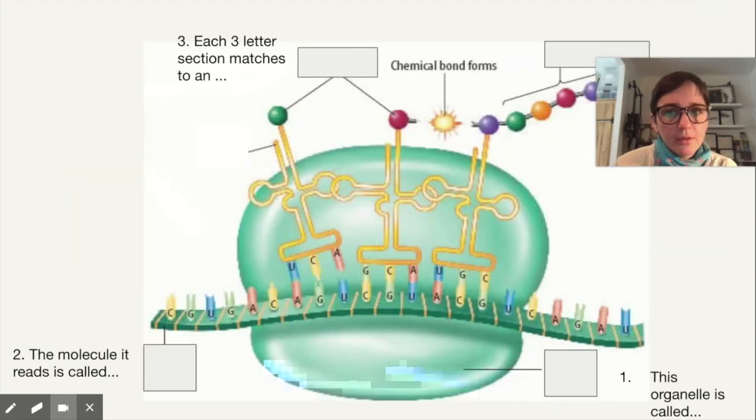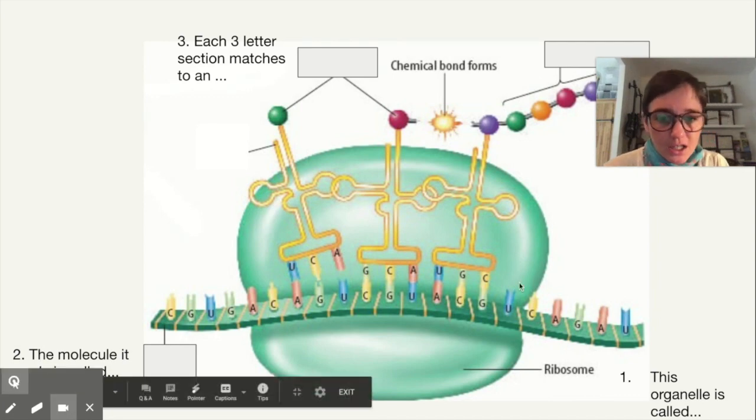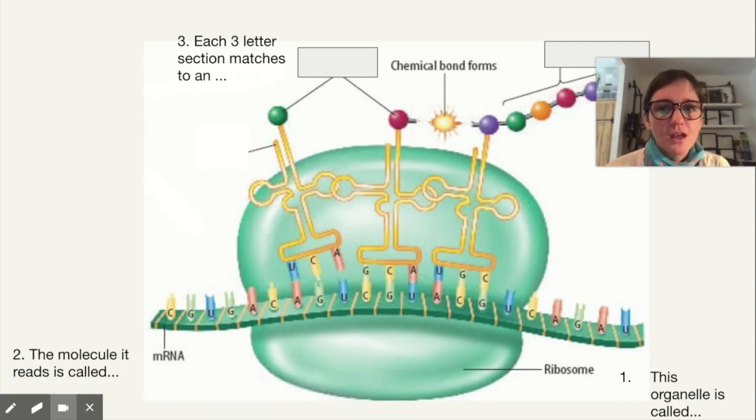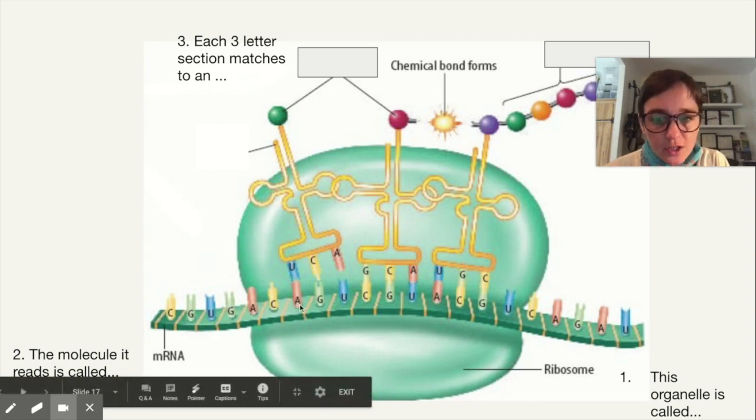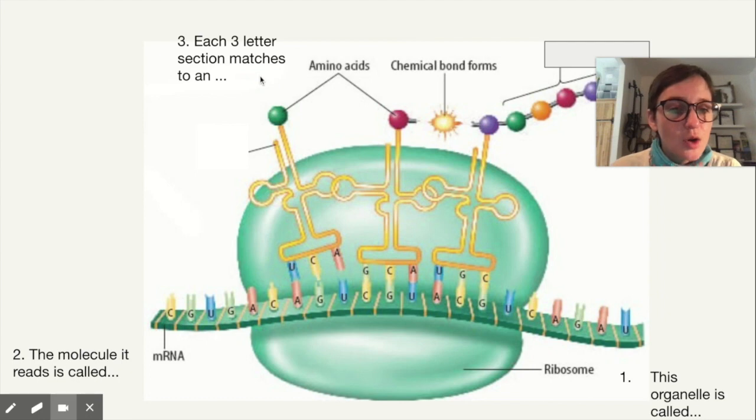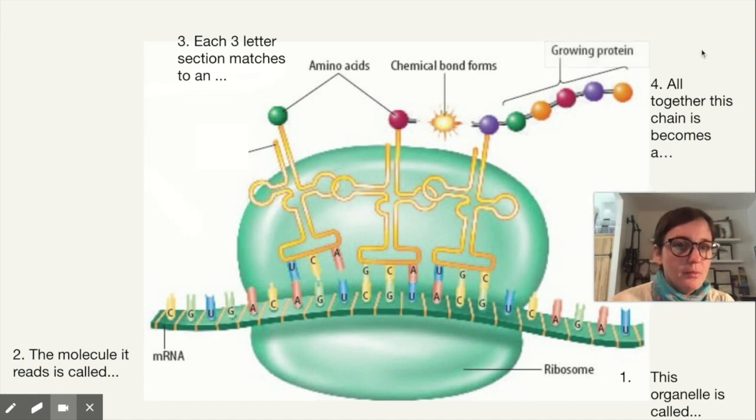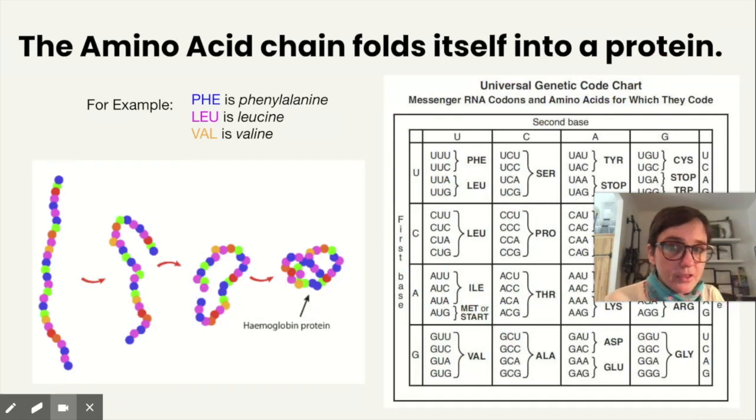So let's look at this in a little more depth. Here is my organelle, and remind me, what is this organelle called? That's right, a ribosome. And it's reading a molecule. Which molecule is it reading? RNA, exactly, that's exactly right. Now, each of the 3-letter sections, so here's this RNA right here, AGU, it's going to match with another piece, and it's going to add together an amino acid. So these amino acids are coming together, and then all together, this chain is going to become a protein. So all my amino acids connected up together eventually becomes a protein. So the last step of this is that the amino acid chain literally folds itself up into a protein.